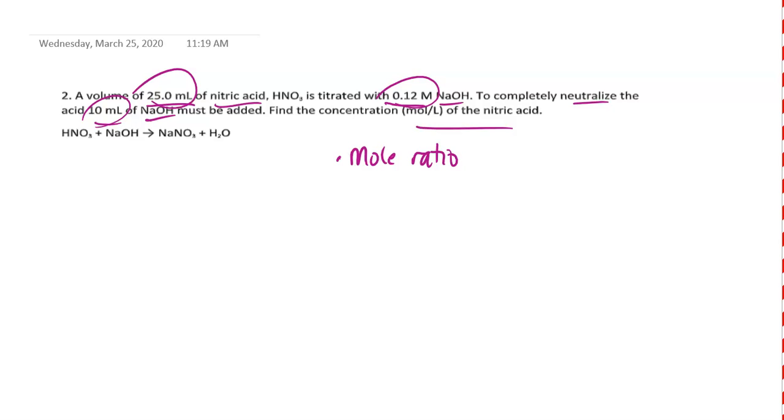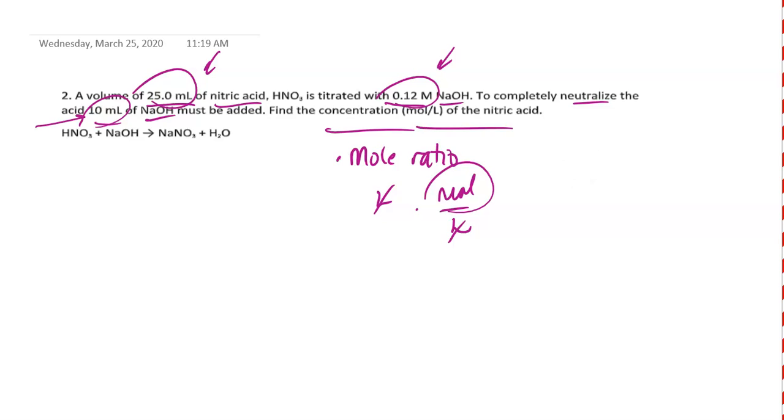Now, again, I demonstrated this in the first problem. If I take the molarity, which is again in units of moles per liter, and I multiply it by a volume in liters, I can get to moles. But if you notice, I don't have the concentration of the nitric acid, so I can't use this 25 milliliters of the nitric acid yet. I'm going to have to get to moles by using the molarity of the base and the volume of the base. And so that's where I'm going to begin.